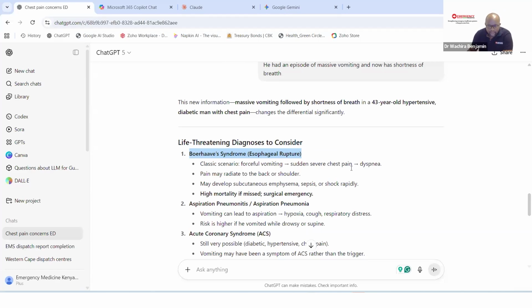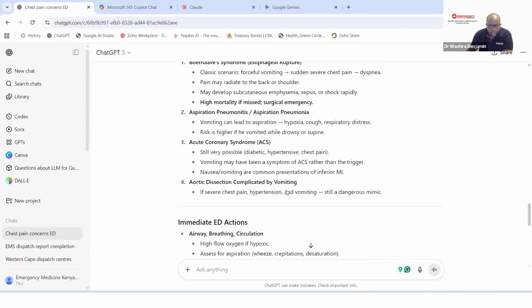So forceful vomiting, sudden severe chest pain, and shortness of breath is a classic presentation of esophageal rupture. Pain radiates to the back or shoulder. So I can ask the patient, do you have any pain in the back or shoulder? And the patient may say, yeah. May develop subcutaneous emphysema, septic shock, high mortality if missed.